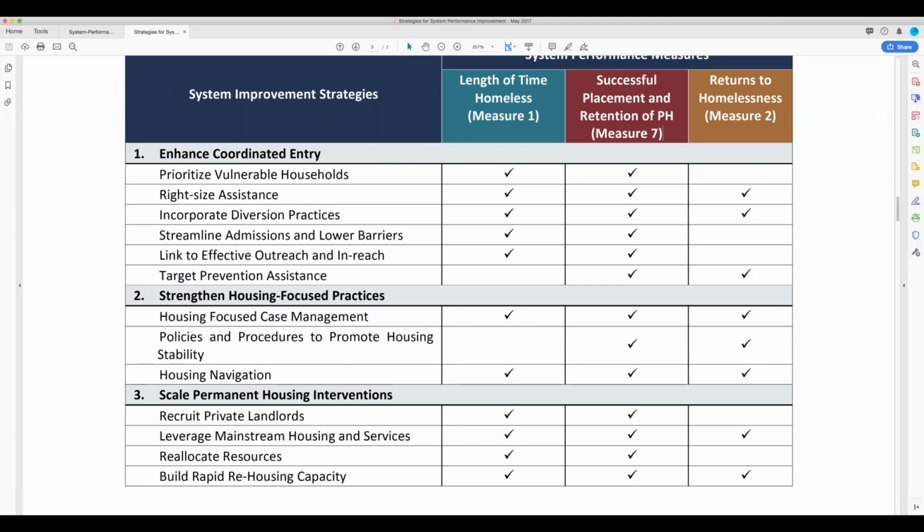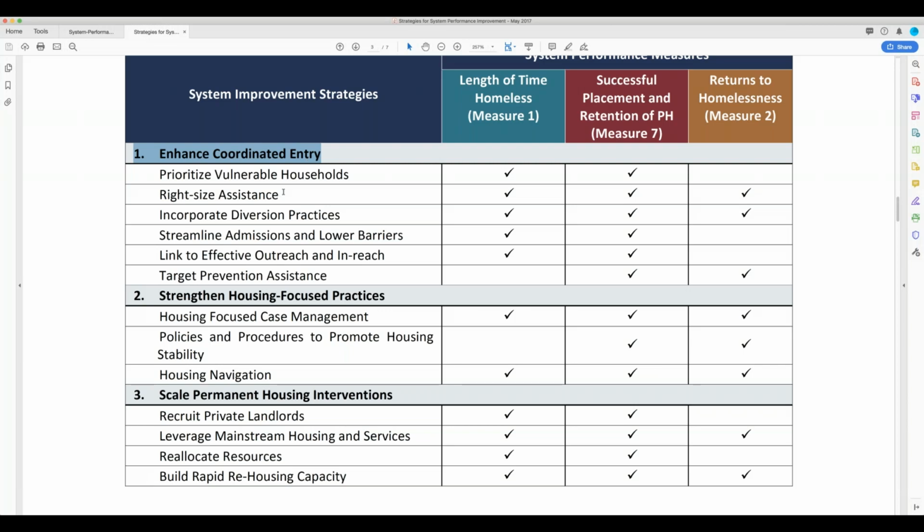How can we try it, and how could we measure it with our system performance measures? We know what's in our HMIS. We know what's not in our HMIS. But we also have a powerful tool at your disposal that your partners in the coordinated entry process are working on, which is, how is coordinated entry giving us information about who's homeless and what they need?